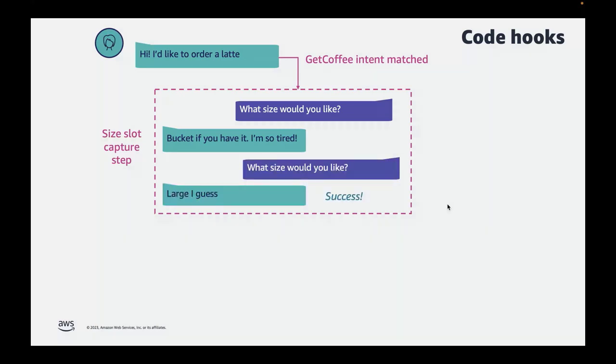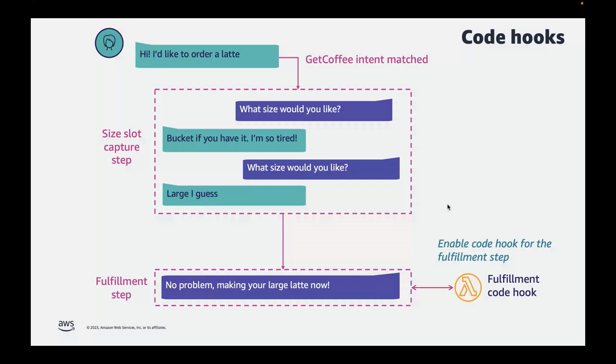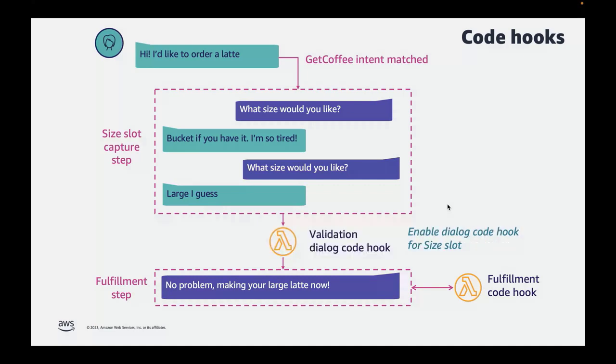So we're going to reprompt them again, and we're going to say, what size do you want again? And we're finally going to get an answer that is in our list. So we're going to head out to our fulfillment, and we're going to make that coffee. So let's add a fulfillment code hook so that we can actually take that action, because that customer really needs the coffee. But let's also add in a conversational step dialog code hook to do the validation.